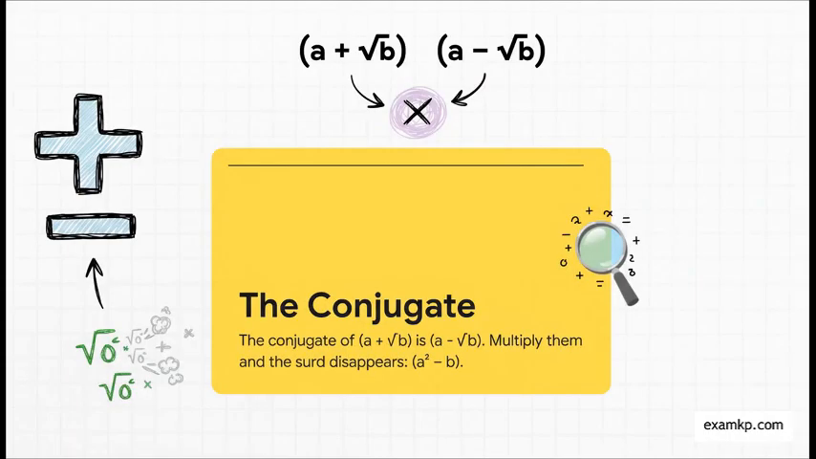It's a powerful little tool called the conjugate. And it's so easy. The conjugate of something like a plus root b is just a minus root b. You just flip the sign in the middle. And the magic is when you multiply them together, the middle terms with the square roots cancel each other out and you're left with just a squared minus b. And just like that, no more SERD.